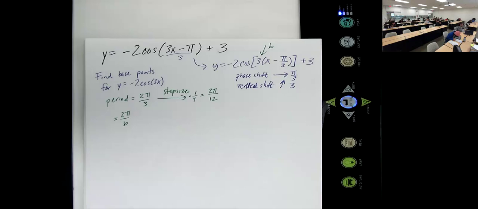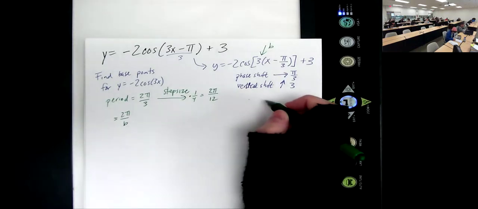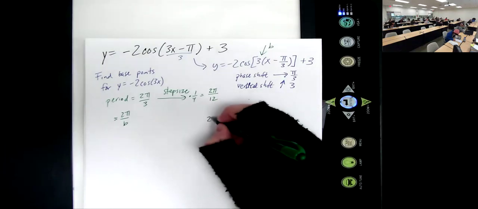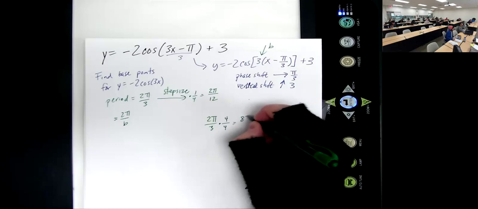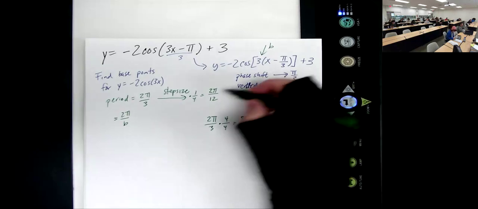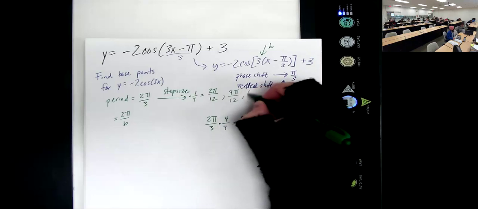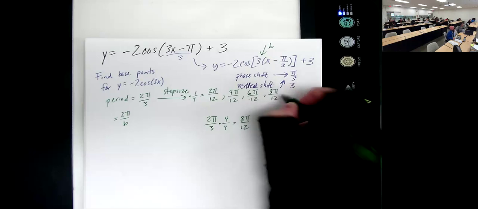I can reduce it, but I don't know, it's gonna make it harder to graph, because we need to go in 4 step sizes. What is 2 pi over 3 times the base of 4? Maybe I do want to, this is going up to 8 pi over 12. So I'm gonna have 2 pi over 12, 4 pi over 12, 6 pi over 12, 8 pi over 12.